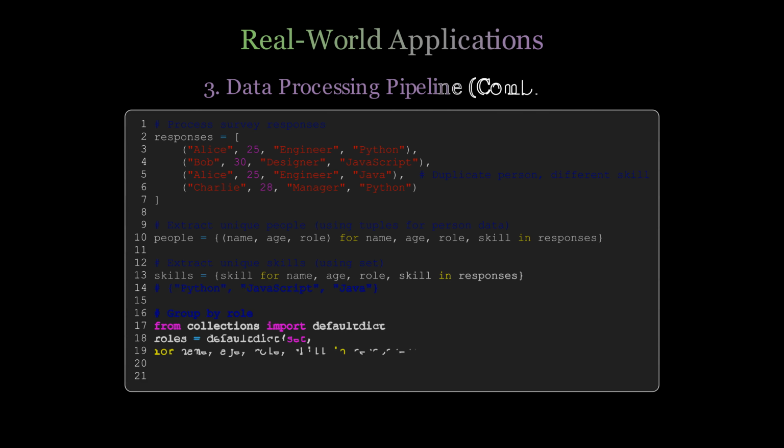Real applications often combine multiple data structures. Here we process survey data using tuples for immutable person records, sets for unique collections, and set comprehensions for efficient data extraction. Each structure serves its purpose in the pipeline.